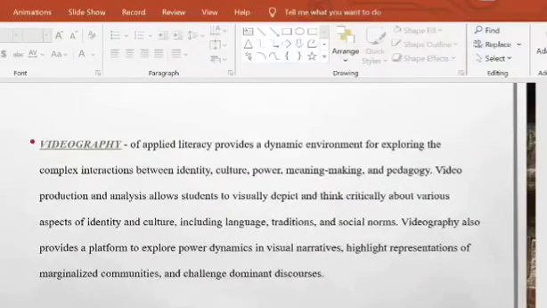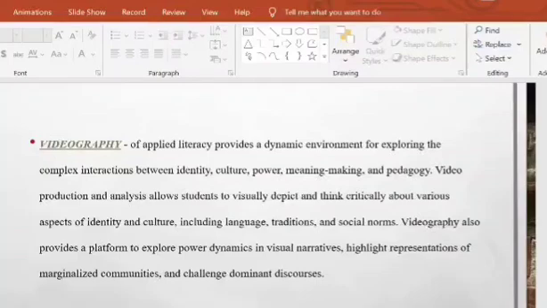Videography. Now, videography of applied literacy provides a dynamic environment for exploring the complex interaction between identity, culture, power, meaning-making, and pedagogy. Video production and analysis allow students to visually depict and think critically about various aspects of identity and culture, including language, tradition, and social norms.